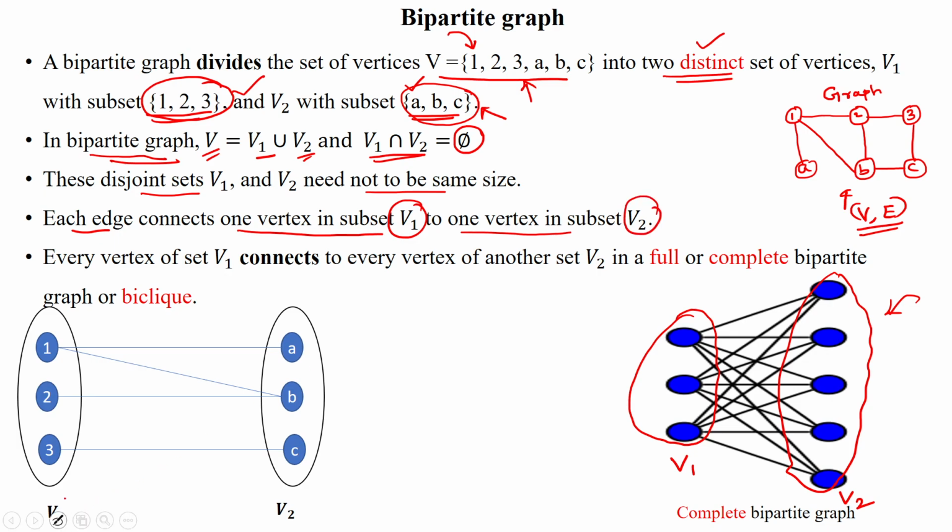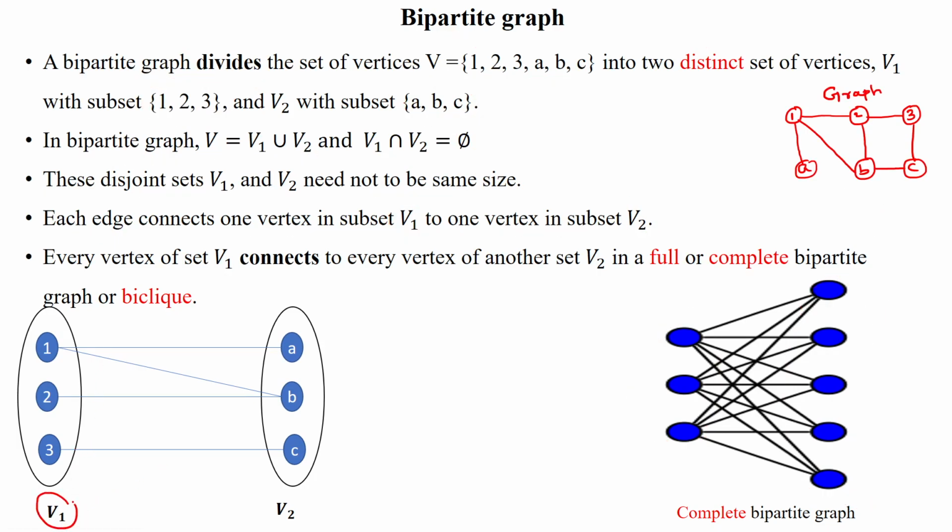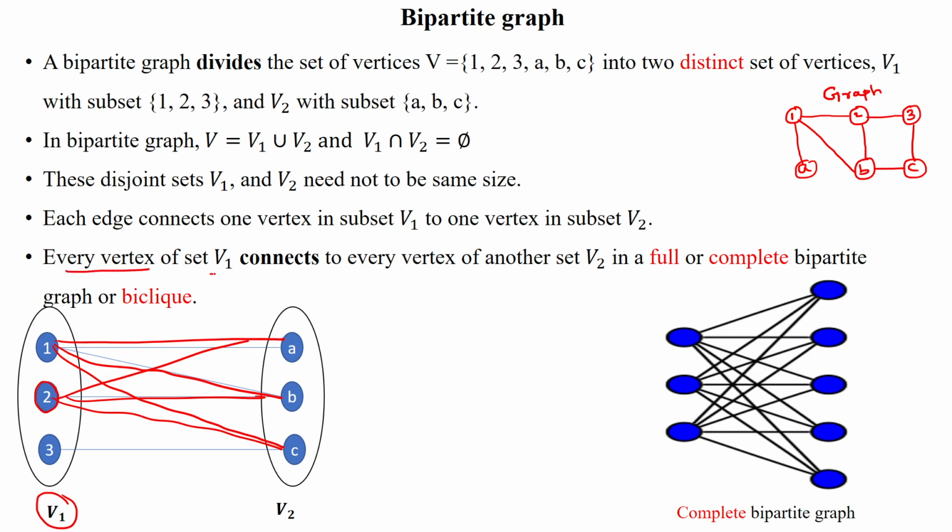That means here you see subset V1 has 3 vertices. This vertex should connect with any one vertex from subset V2, right? Like that, another vertex should also connect with some other vertex from V2. So that is called a bipartite graph. Then we can say that if every vertex of subset V1 connects with every vertex of subset V2, it is a full bipartite graph, or complete bipartite graph, or another name is biclique.